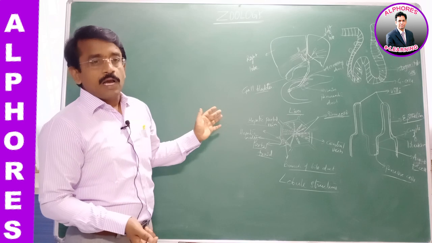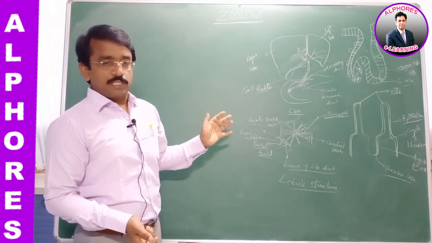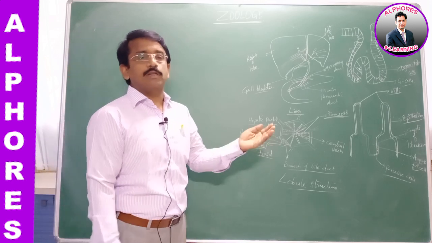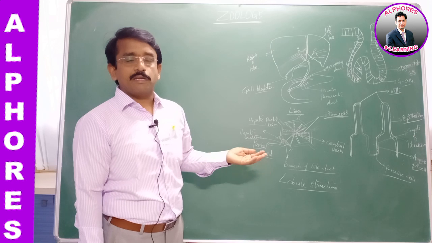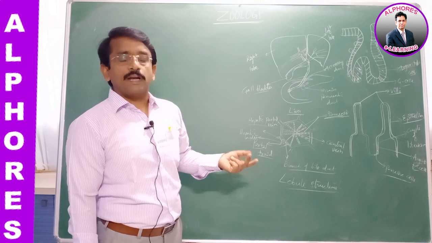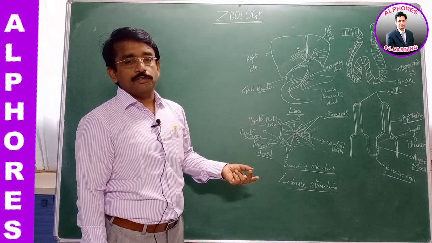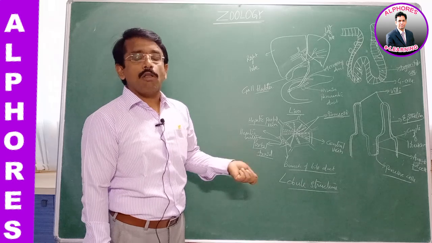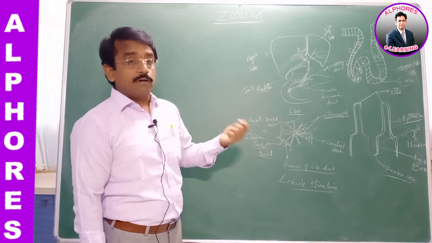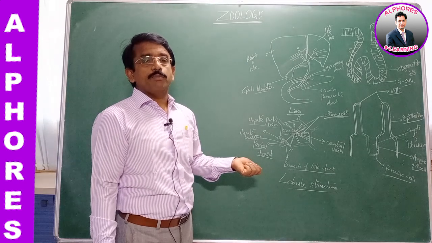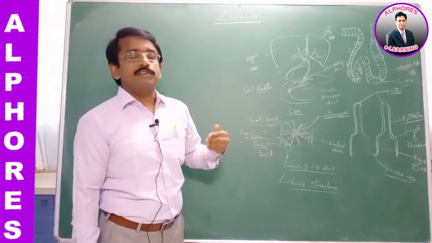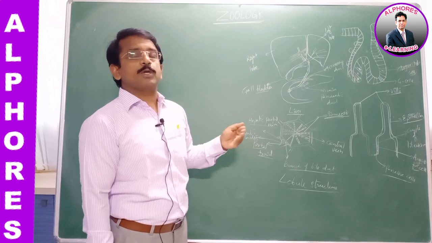Then the oxyntic cells or acidic cells secrete the HCl and the Castle's intrinsic factor. HCl is an enzyme activator and kills bacteria, and the Castle's intrinsic factor is for the absorption of vitamin B12, cyanocobalamin. Next is the neck cells or the mucous cells, which secrete the mucus.